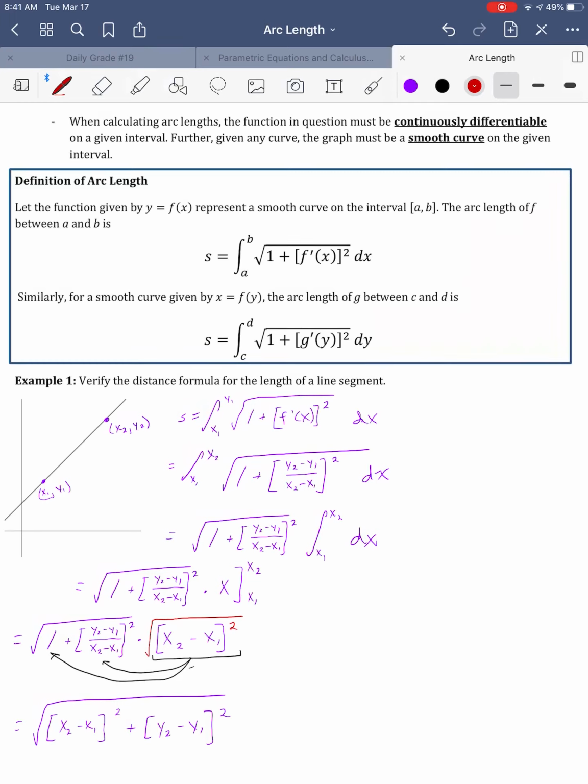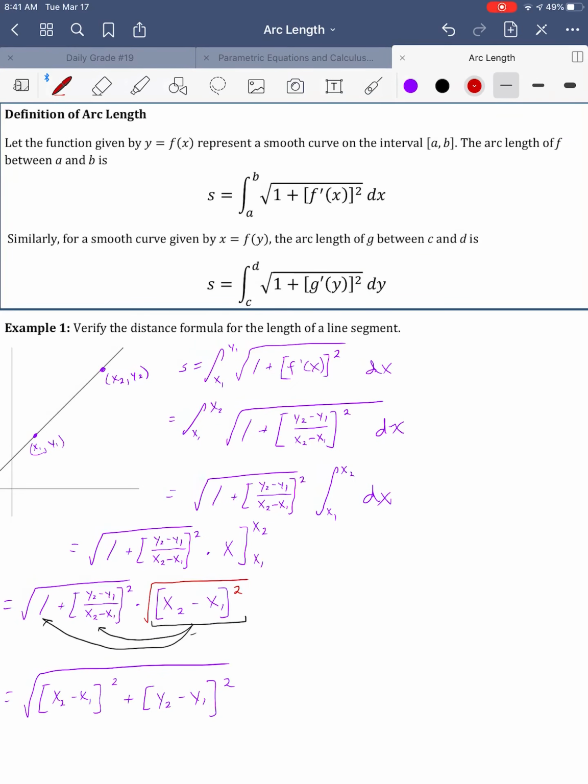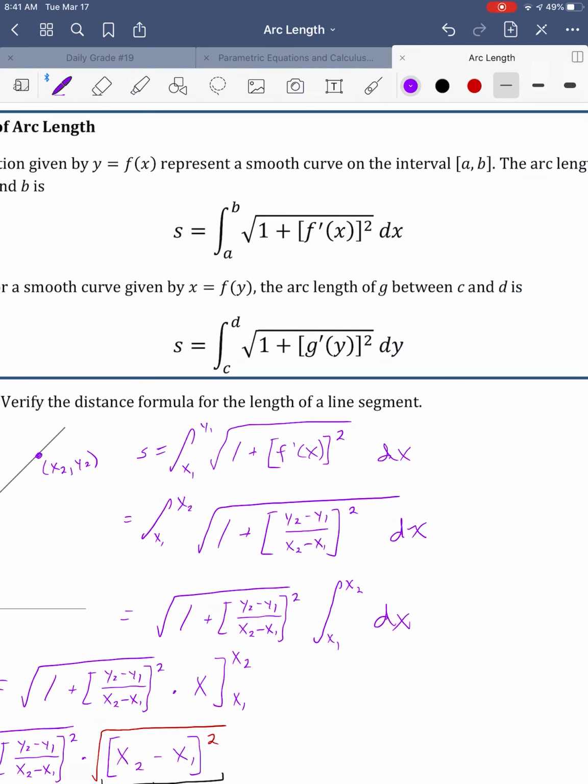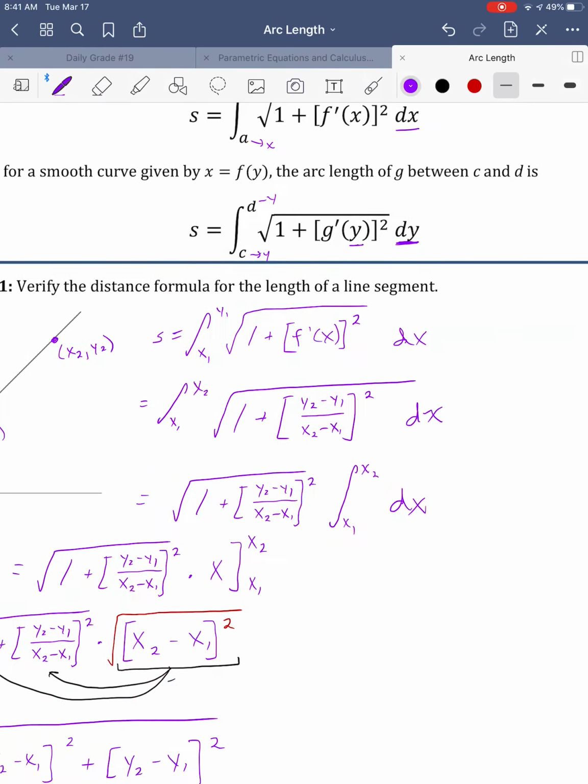So arc length, S stands for arc length. S is the integral from a to b of the square root of 1 plus the derivative squared dx. Now we've got two different formulas here. One's in terms of x and one's in terms of y. Things to remember: if you're in terms of x, everything has to be in terms of x. So your function's in terms of x, your lower limit is an x value, and your upper limit is also an x value. Now when it's in terms of y, your differential is dy, the function itself is in terms of y, and your limits must also be in terms of y. So everything has to match, otherwise it's not going to work.